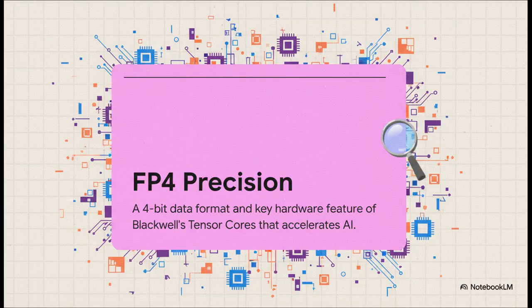So how does it do it? What's the secret? It's all about FP4 precision. This tiny 4-bit data format is a key hardware feature of Blackwell's tensor cores. By using these much smaller data types for the trillions of calculations involved, you can just do massively more of them at once, and that is the key to its unbelievable speed.